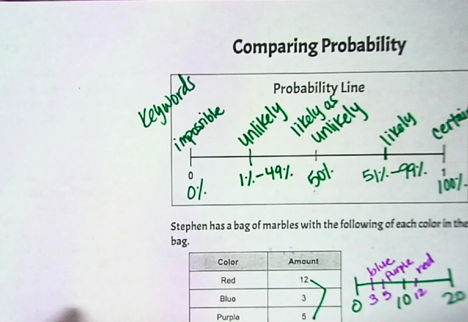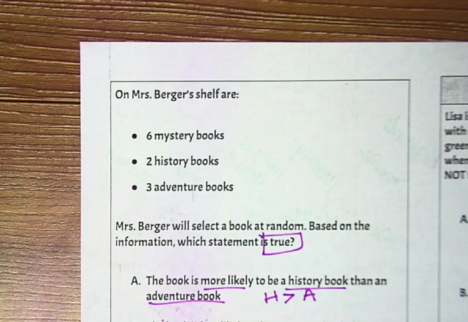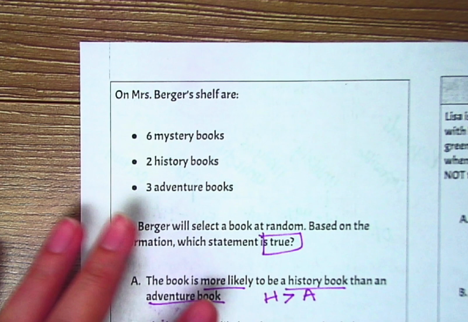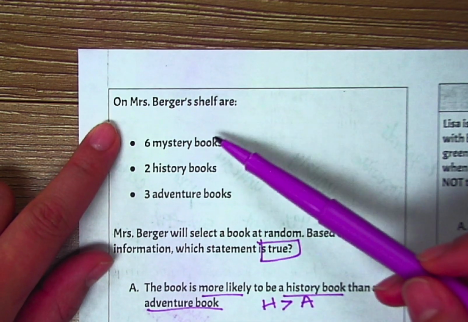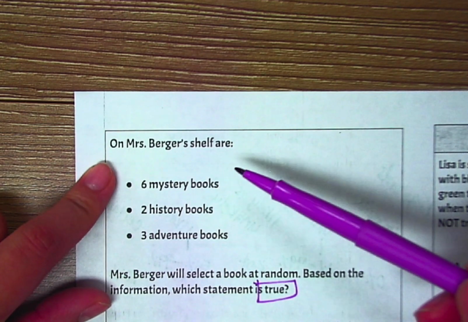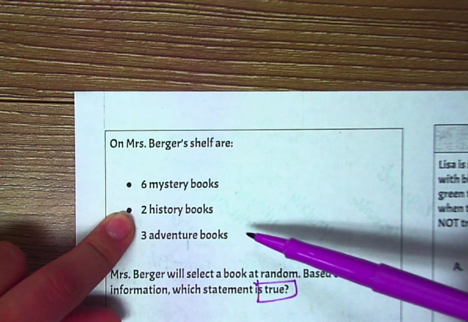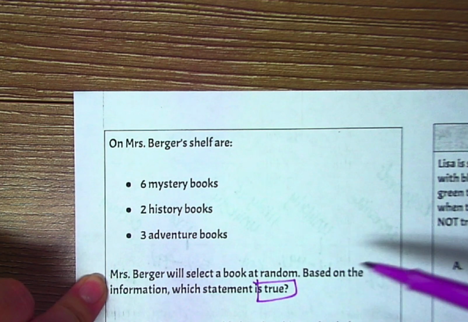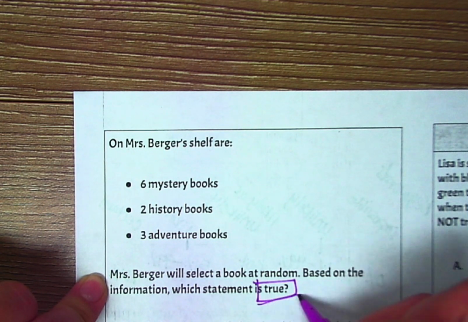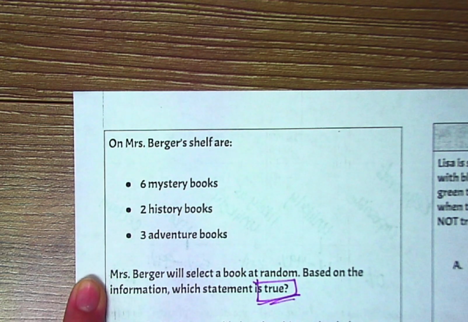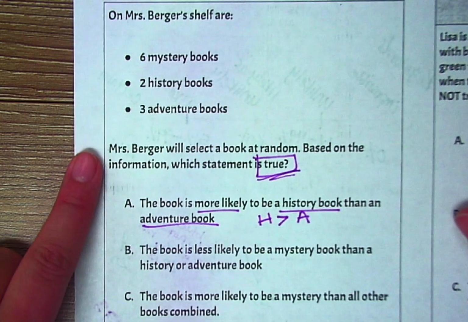Okay guys, flip it over on the back. Kind of already started, so just, let's see. It says on Mrs. Berger's shelf there are 6 mystery books, 2 history books, 3 adventure books. Mrs. Berger will select a book at random. Based on the information, which statement is true? So we're looking for which of these answer choices is true.